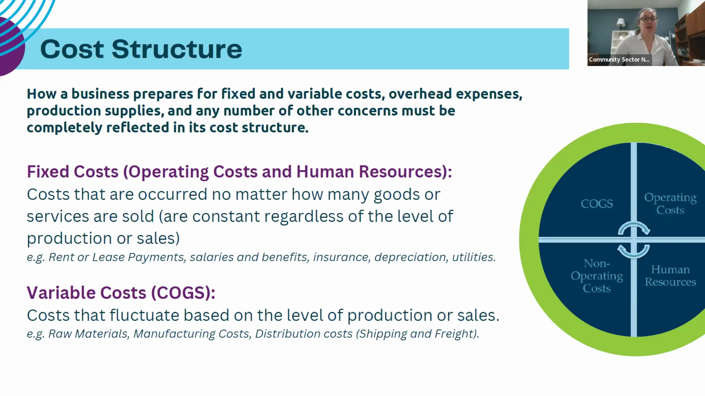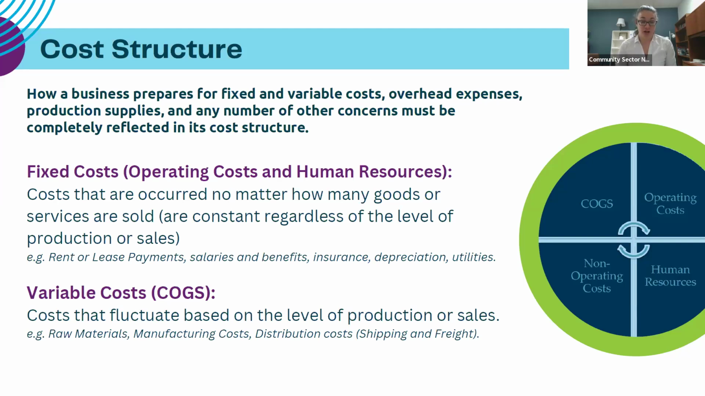So our fixed costs are our operating and human resources costs. So these are costs that you're going to have to pay regardless of what your level of sales of your goods and services are. So these would be your rent or your lease, your salaries and benefits, your insurance, etc. You're going to pay them every month, whether you sell 100 widgets or 1,000,000 widgets or 0 widgets. So you really want to make sure that you're able to cover these fixed costs, because if you can't make payments on those things, then you can't run your business. So you want to make sure that you're able to hit these targets.